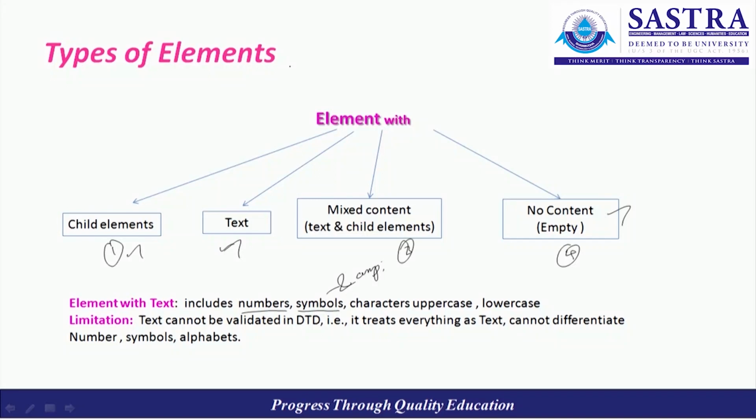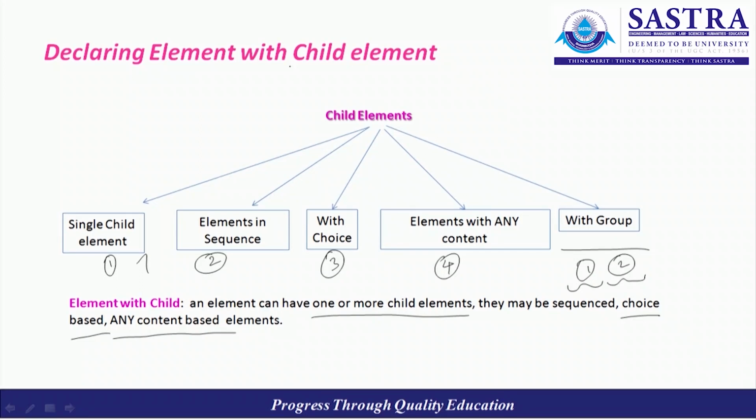Summary of this video lecture: element with child elements, element with text. An element can carry both text as well as child elements, and an element that does not carry anything is called an empty element. If the element is carrying children, what are the different patterns? It may be a single child, holding only one child element. We cannot repeat the child element more than one time.